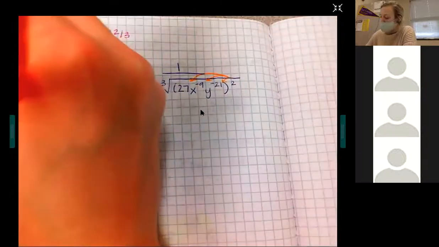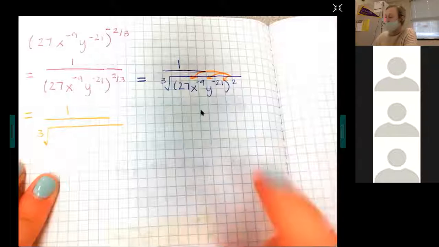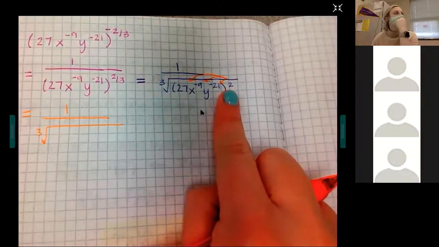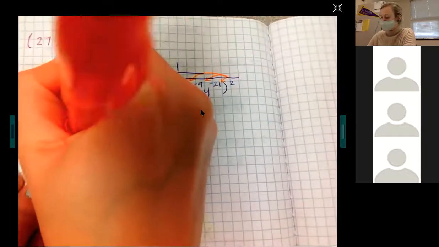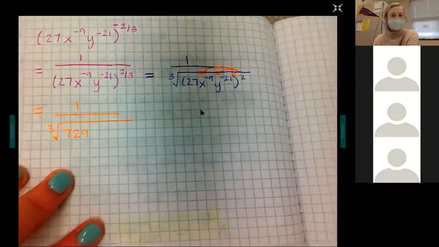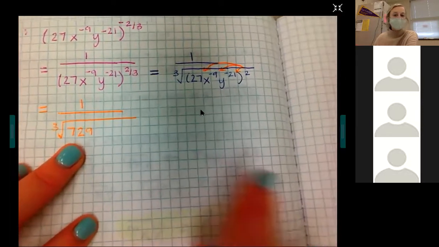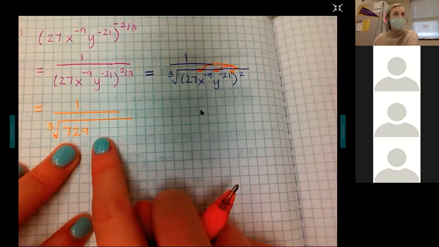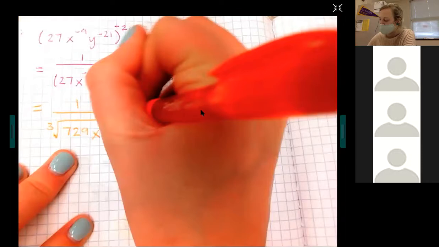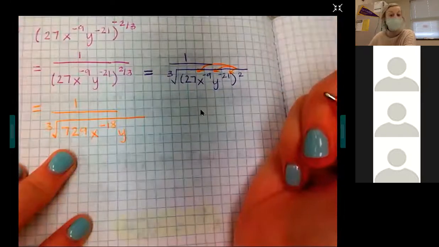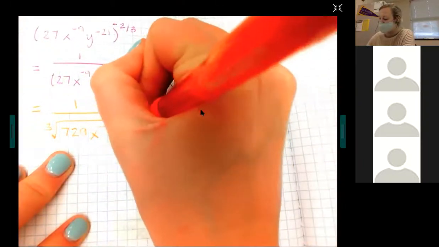All right, so this is gonna be 1 over the cubed root of 27 squared. 729. Oh, good. Did you type it in? Mm-hmm. Okay, good. Me too, because I didn't know that that was 729. So 27 squared is 729. How many x's do I have now? X to the negative 18. And y to the negative 42nd. Very good.